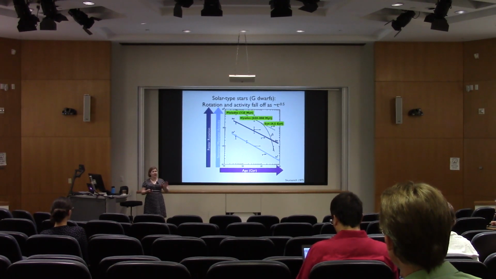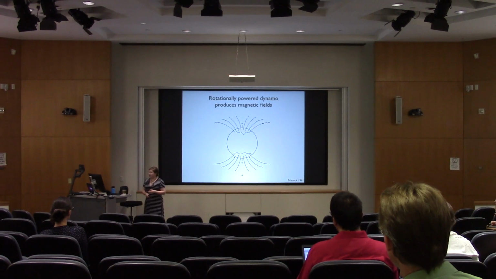Maybe a bit questionable, but this was the first hint that we could use rotation and activity as a way to determine a star's age. And so the reason that we think activity and rotation, at least, are so closely linked is due to this magnetic dynamo. So this is the sort of Babcock-Leighton dynamo cartoon.